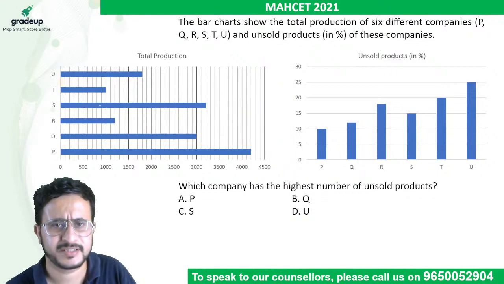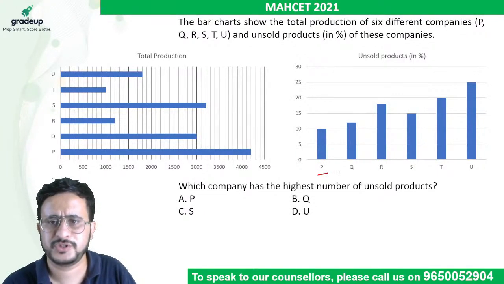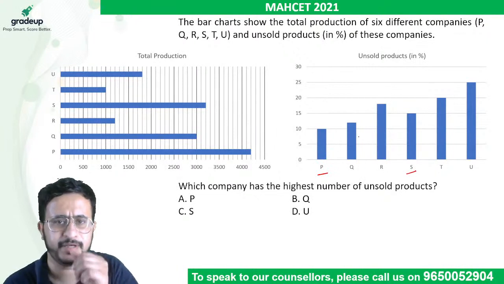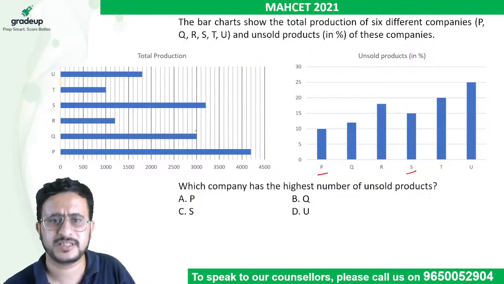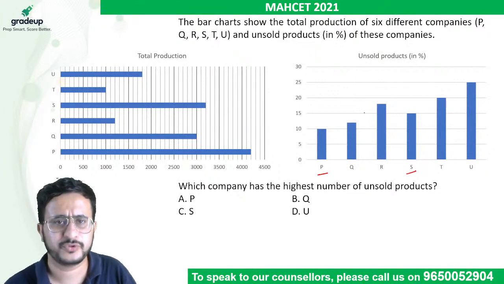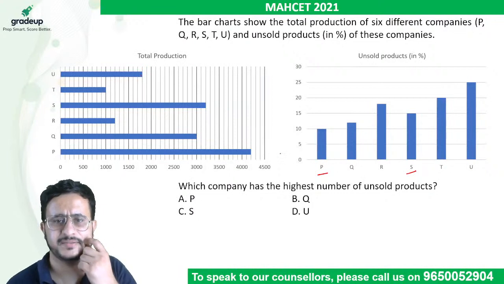And then S and U. For S the production is higher, so you check for P and S, because Q will definitely be less than S. See this, for Q the production is less than S, and the unsold is also less than S. So Q will definitely be less than S. And for U, the production is quite less. Okay, so let us check for these and match.